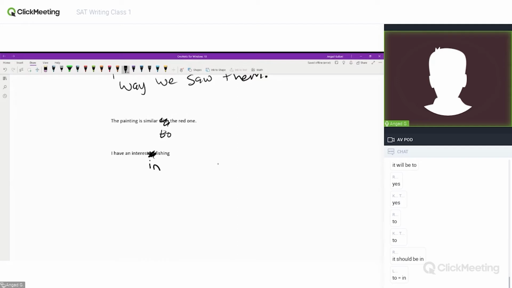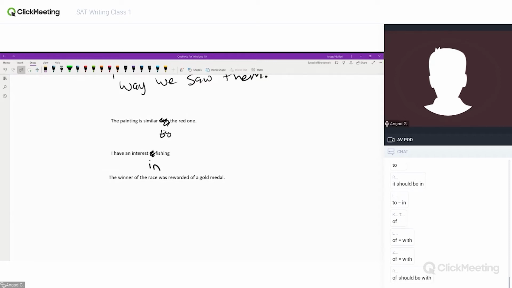in fishing. All right. I'm going to give you guys one more problem. Can you guys tell me what's wrong with this sentence and if we should possibly replace it with something else? Yeah, okay, so there's two things. We could say with, the winner of the race was rewarded with a gold medal. Or we can say the winner of the race was rewarded a gold medal. Right? Do you guys get that?